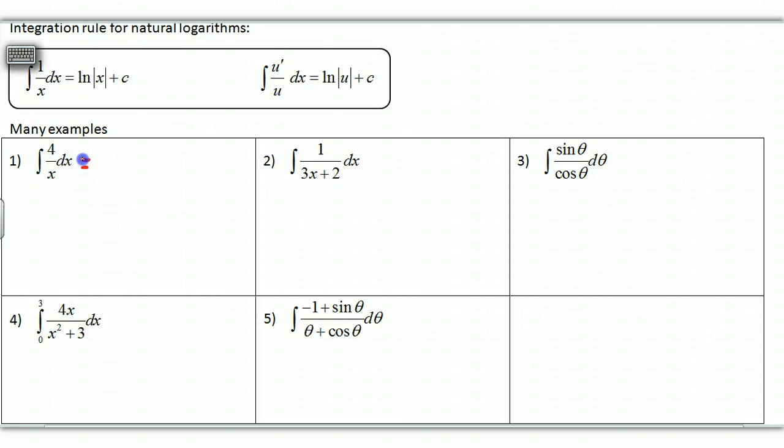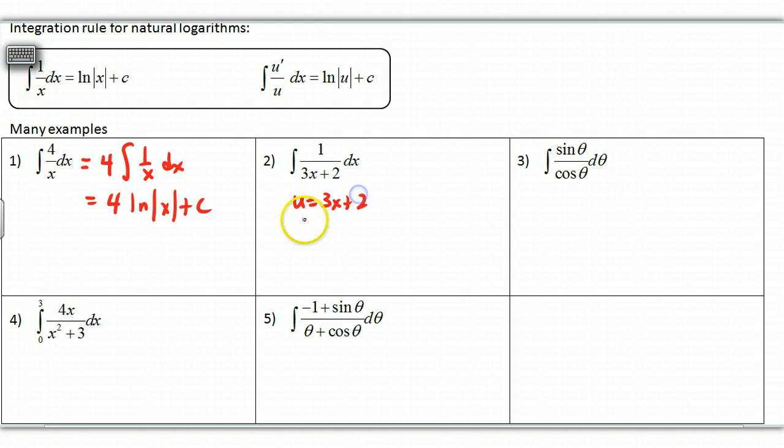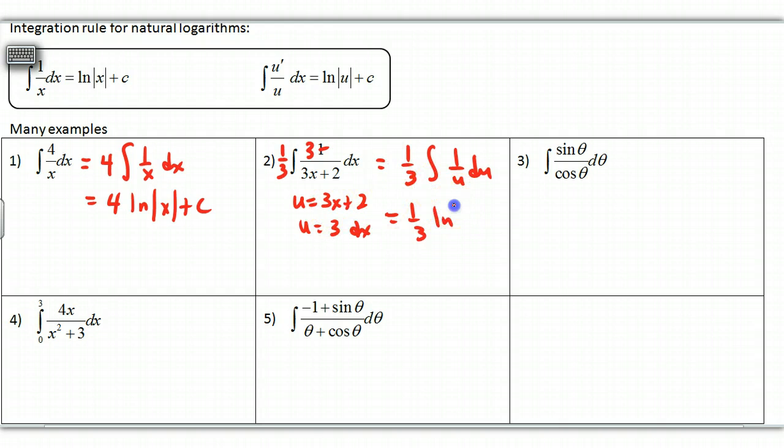Well, this one, the 4 is just a constant. It can go along for the ride. So this just would be 4 ln x. This one, we do have to do a u substitution. And so u is equal to 3x. I don't have the 3, so I need to put it in and then balance it off. So this is just going to be 1/3 the integral of 1 over u du, which is 1/3 ln of u, absolute value, but this is u, so I'm going to shortcut this, 3x plus 2 plus c.